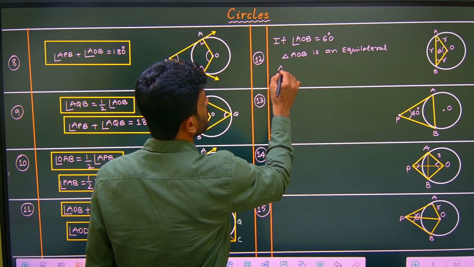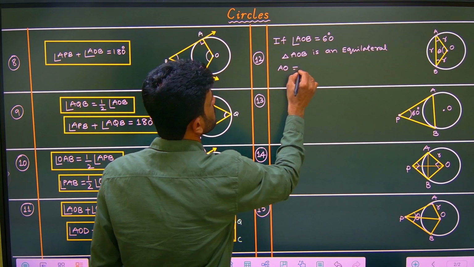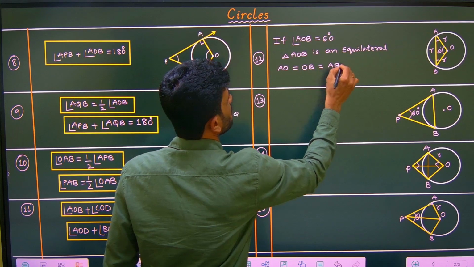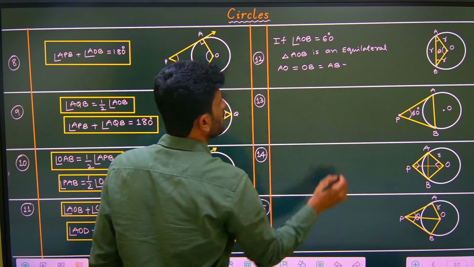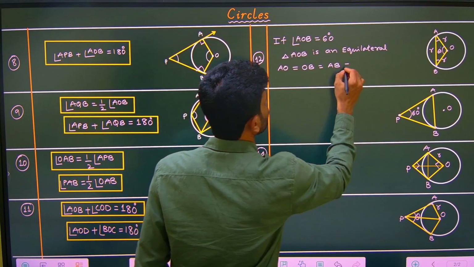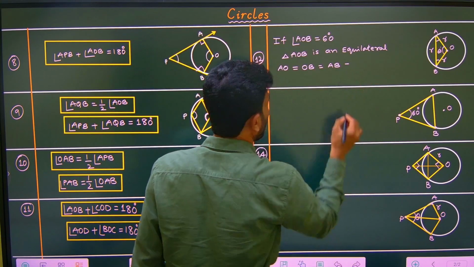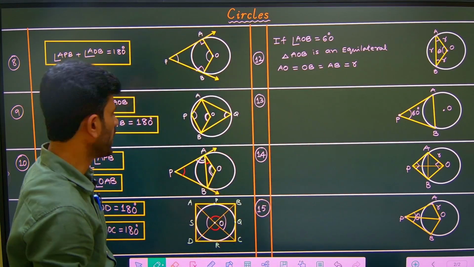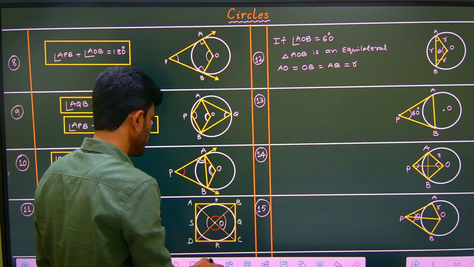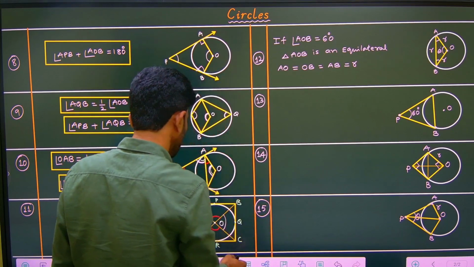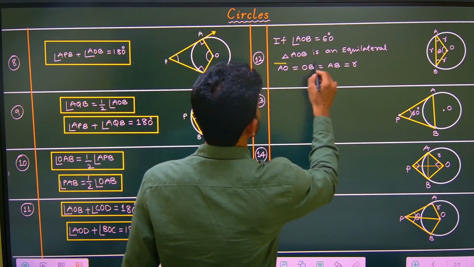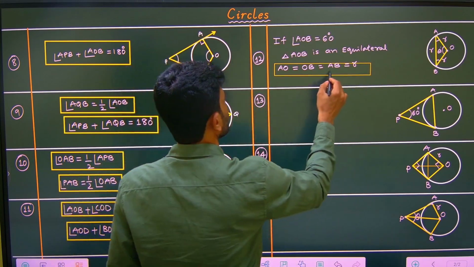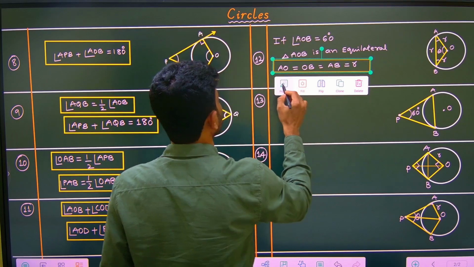Then how will the sides be? AO is equal to OB is equal to AB, and all will be equal to the radius of the circle. So if the angle at the center is given as 60 degrees, then the triangle formed by the radii and chord will be an equilateral triangle, and all three sides are equal to the radius of the circle. Hope you understood this concept.